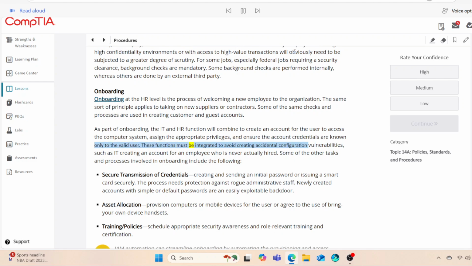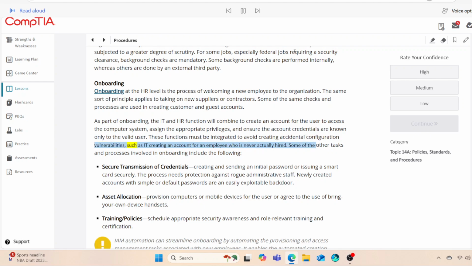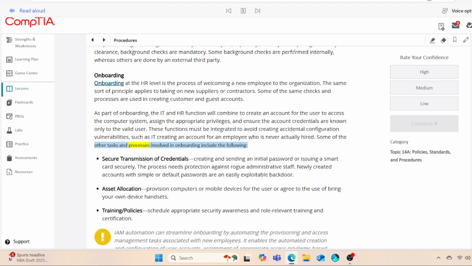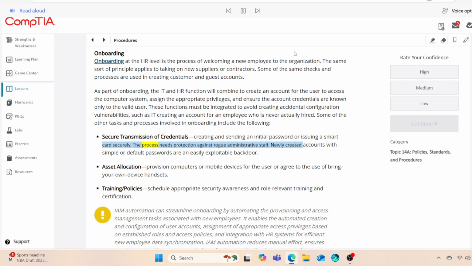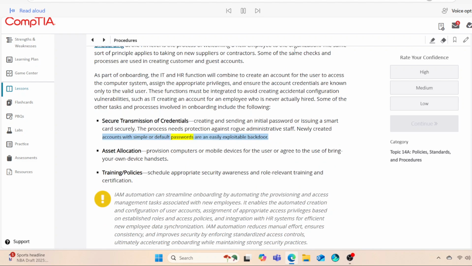These functions must be integrated to avoid creating accidental configuration vulnerabilities, such as IT creating an account for an employee who is never actually hired. Some of the other tasks and processes involved in onboarding include the following: secure transmission of credentials, creating and sending an initial password or issuing a smart card securely. The process needs protection against rogue administrative staff. Newly created accounts with simple or default passwords are an easily exploitable backdoor.